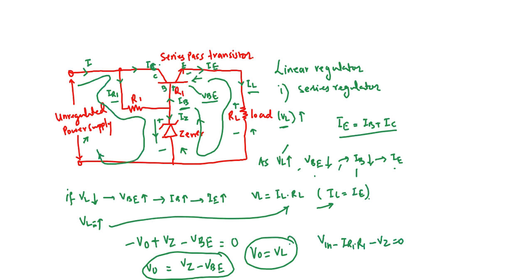If there are changes in the load voltage due to temperature, for example, or fluctuations on the input side, the series pass transistor takes control and the load gets adjusted, and the zener is actually the reference voltage provider. So the output is essentially VZ minus VBE, one drop less.